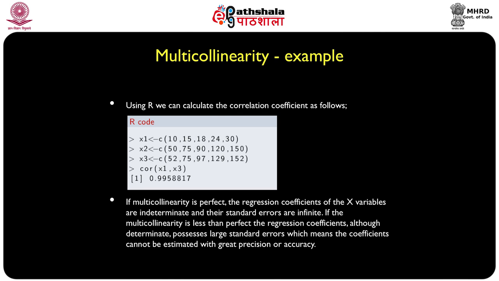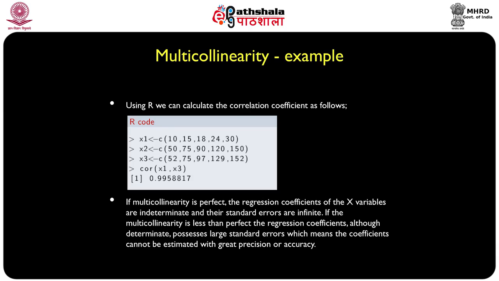Now, there is no perfect collinearity between x1 and x3. However, the two variables are highly correlated, and this can be seen from calculating the correlation coefficient between x1 and x3, which turns out to be 0.9958. Now, using R, we can calculate the correlation coefficient.